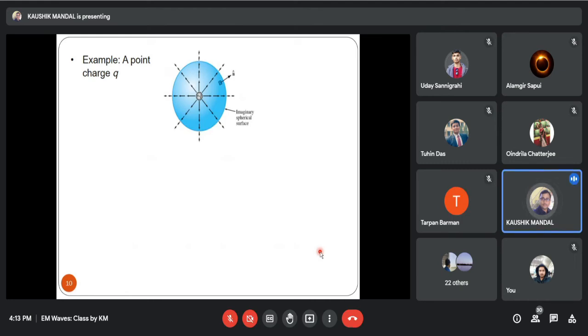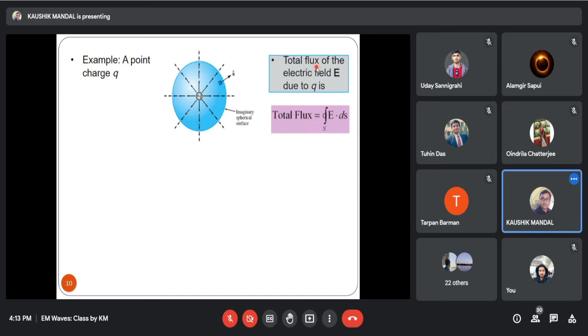For example, consider a point charge Q enclosed in this particular volume. N is the unit vector normal to the surface of this volume. What will be the total flux of the electric field due to this Q? Total flux means we have to consider the surface integral of the electric field that is induced by this charge Q. So the total flux will be E dot ds.